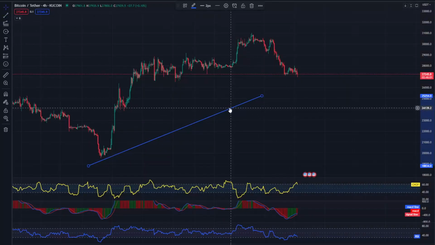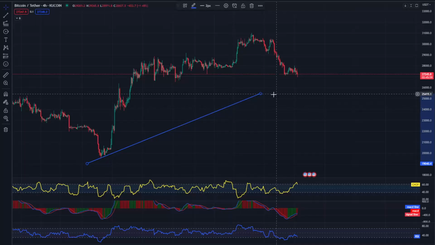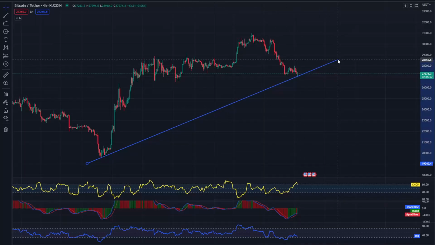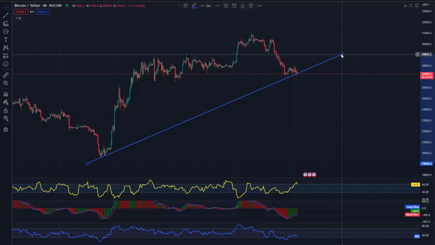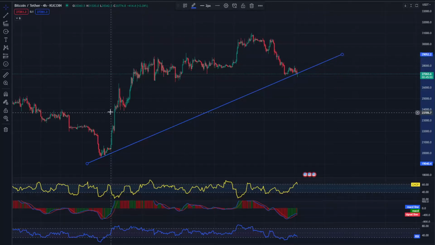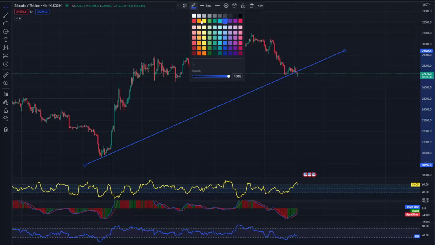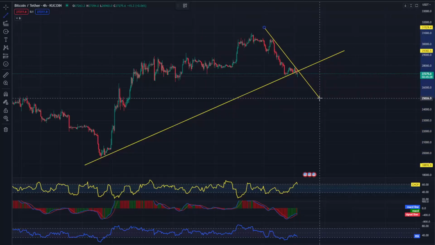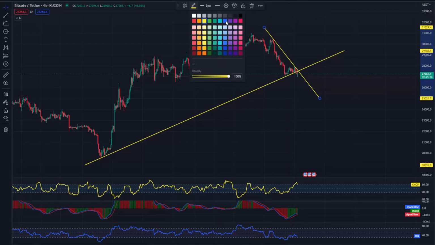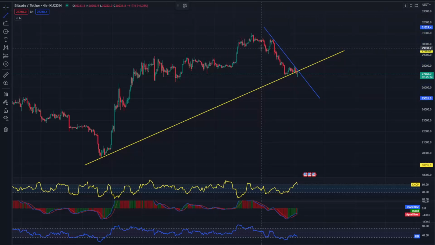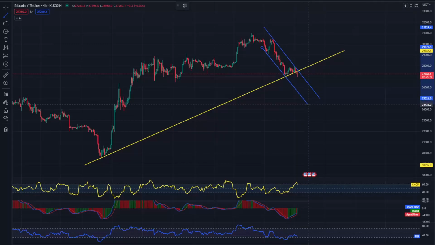Let's start by checking the current situation on the BTC pair to USDT, taking into account the 4-hour interval. First of all, we will use the yellow line to mark the uptrend, as we can see that the price has now gone a little below. Next, using the blue lines, we will mark the local downtrend channel in which we are currently moving.